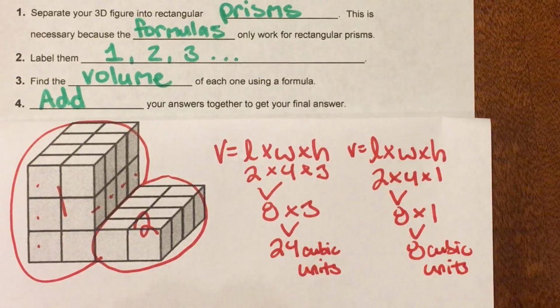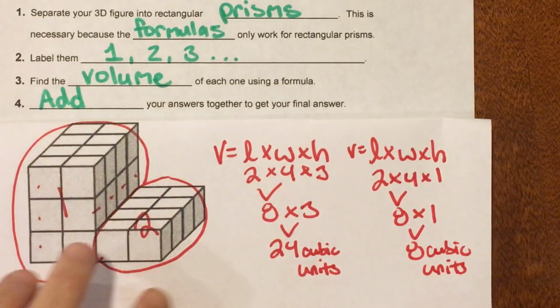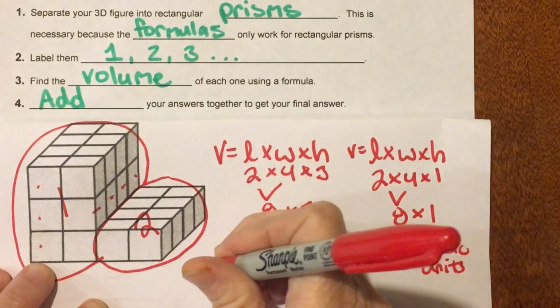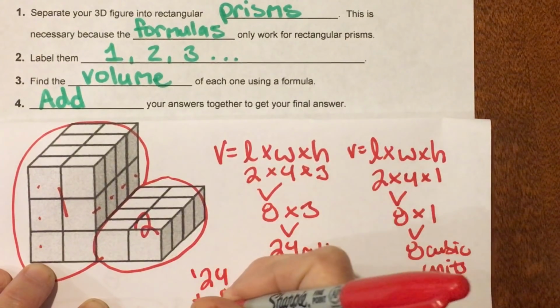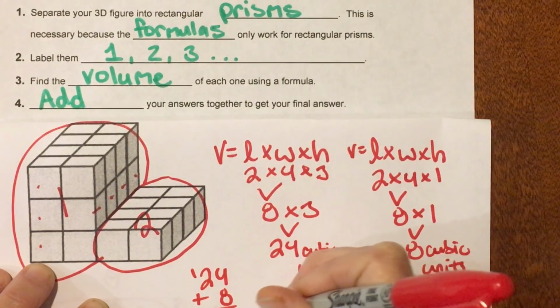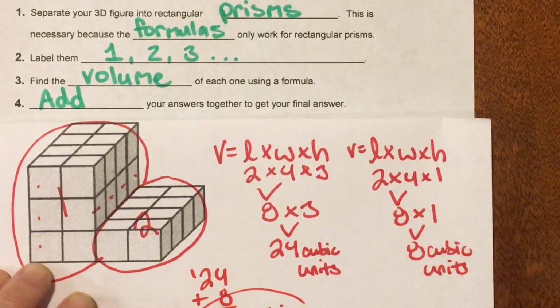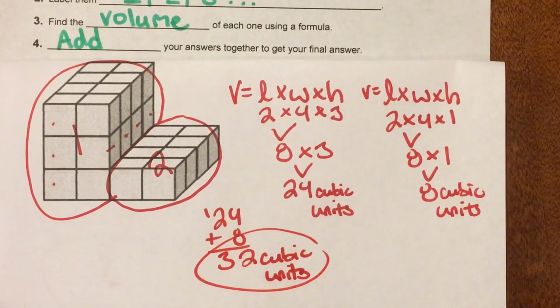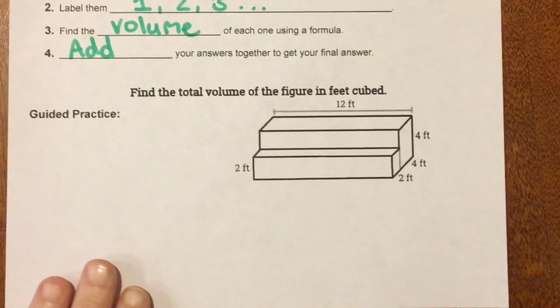Okay, and my final step is, if box 1 is 24, box 2 is 8, what is the whole shape? Well, 24 plus 8 is 32 cubic units. Oh, sorry, you didn't see that. And I am done. Okay, so again, if you mastered volume, this is really just a tiny little step up. Okay, let's try one together.